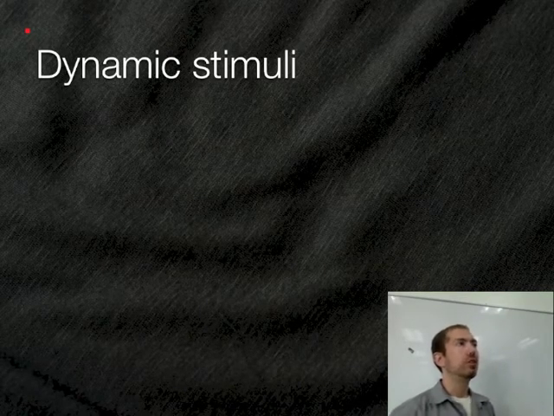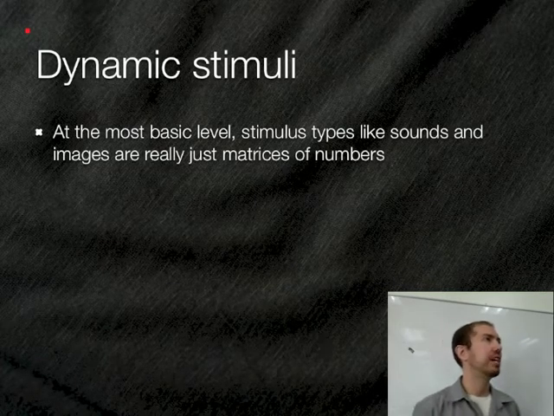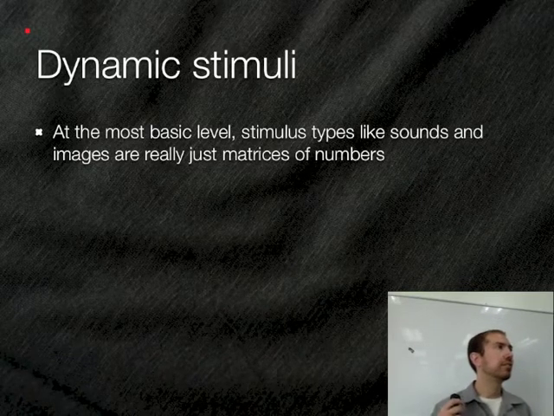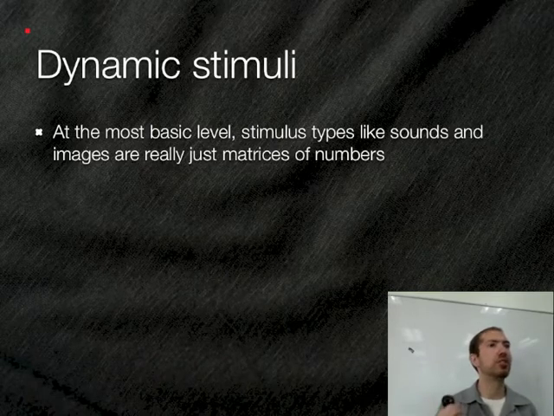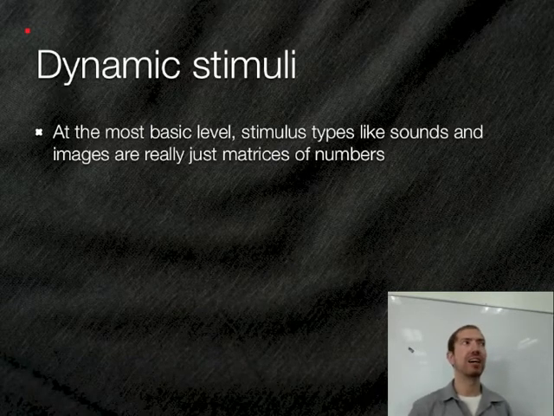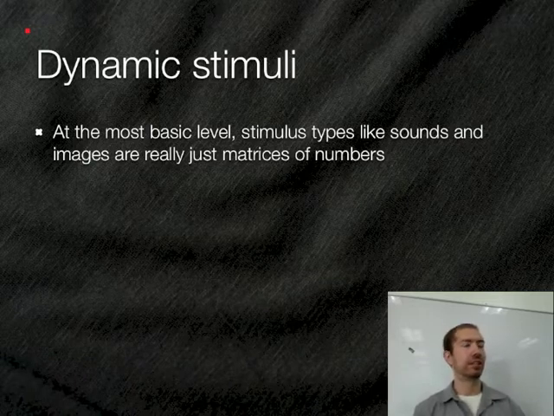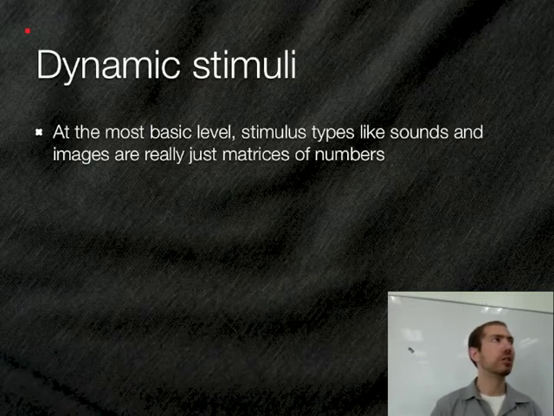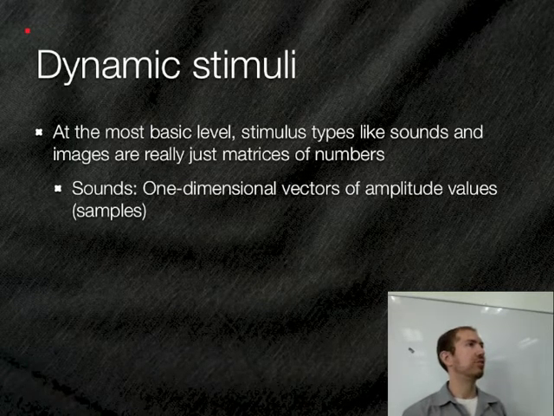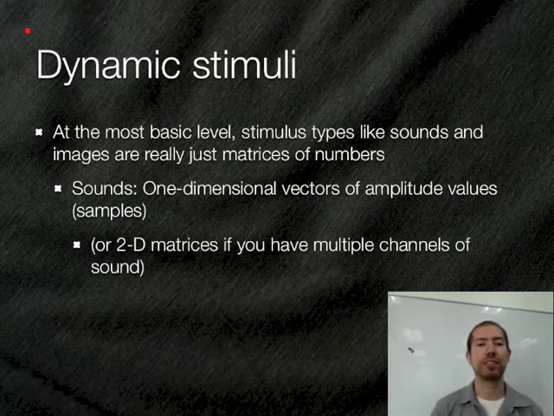So let's talk just a little bit about what I mean by dynamic stimuli, because I think we'll get into that a little bit today, and then we'll finish it up next time. The thing to keep in mind is that stimuli like sounds and images are really just matrices of numbers, right? We talked about that last time when we loaded in sounds, and we saw that sound waves are really just a list of numbers representing the amplitude or the height of the sound wave. So sounds are one-dimensional vectors of amplitude values or samples, or a sound might be a 2D matrix if you had something like stereo sound.